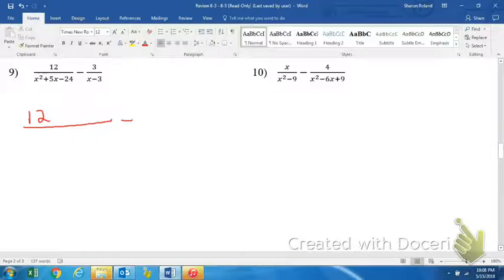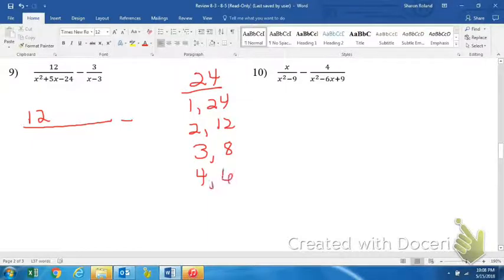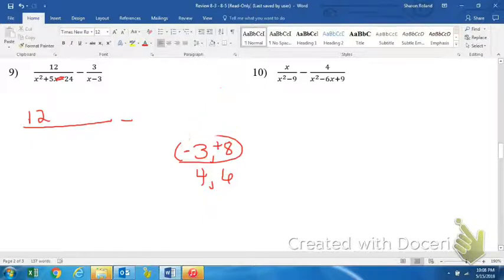Okay, so we're looking for factors of 24, which are 1 and 24, 2 and 12, 3 and 8, and 4 and 6. We're subtracting to get 5. These you subtract to get 5. 8's bigger, so 8 takes the first sign, 3 takes the other one. So the denominator is going to be x minus 3, x plus 8.